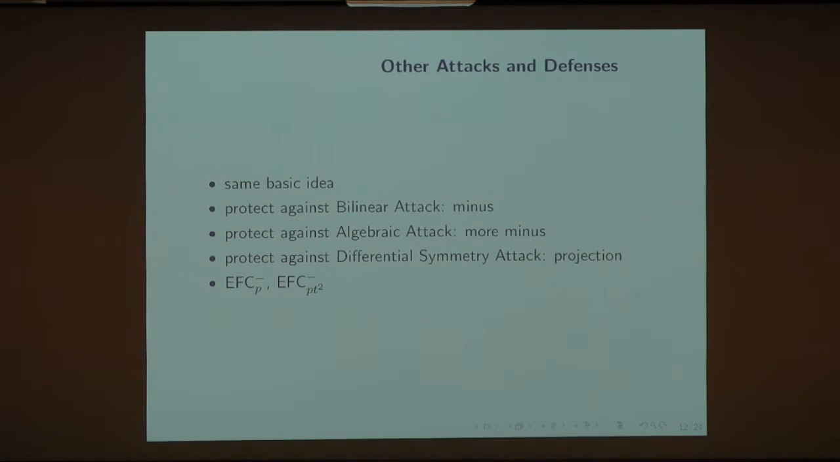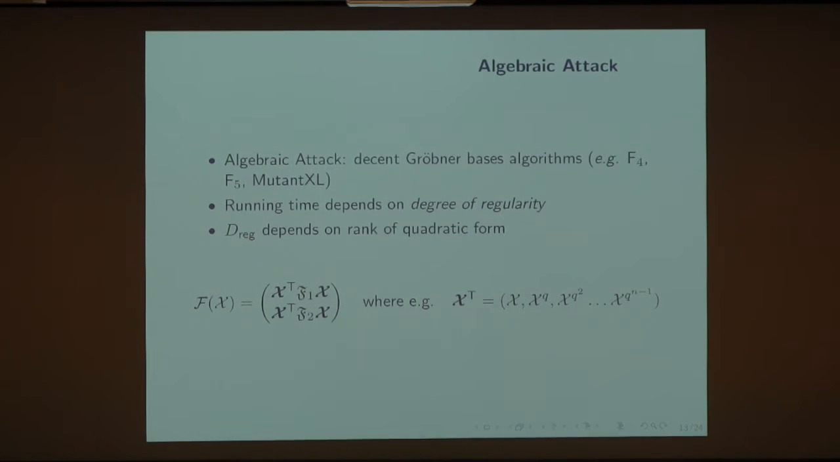Essentially, minus consists of removing polynomials from the public key. And it so happens that minus also thwarts the algebraic attack, which is running Gröbner basis algorithms. So we definitely want to use minus, and we also want to use projection to block a linear differential symmetry attack if it should be applicable. So what does the algebraic attack look like?